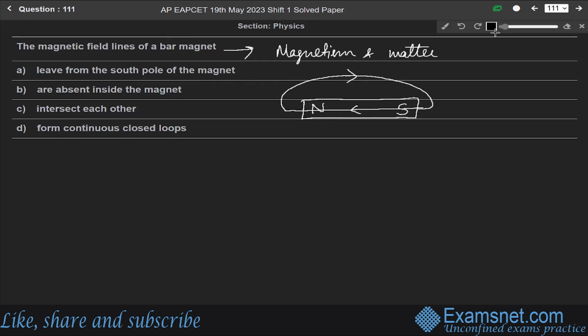Okay. So the correct option is option D, that is, the magnetic field lines of a bar magnet form continuous closed loops, means inside the magnet they are traveling from south to north pole, then outside they are traveling from north to south pole, means they are forming a continuous closed loop. So option D is the correct answer.